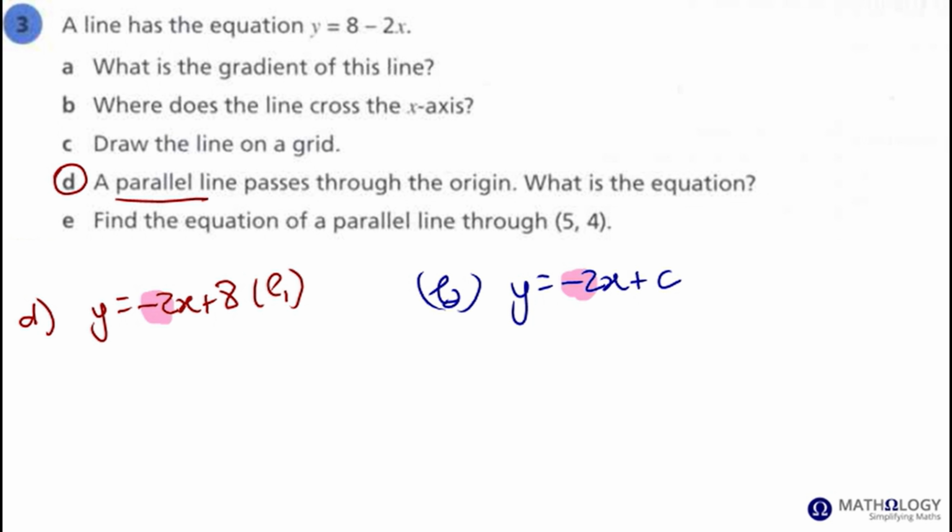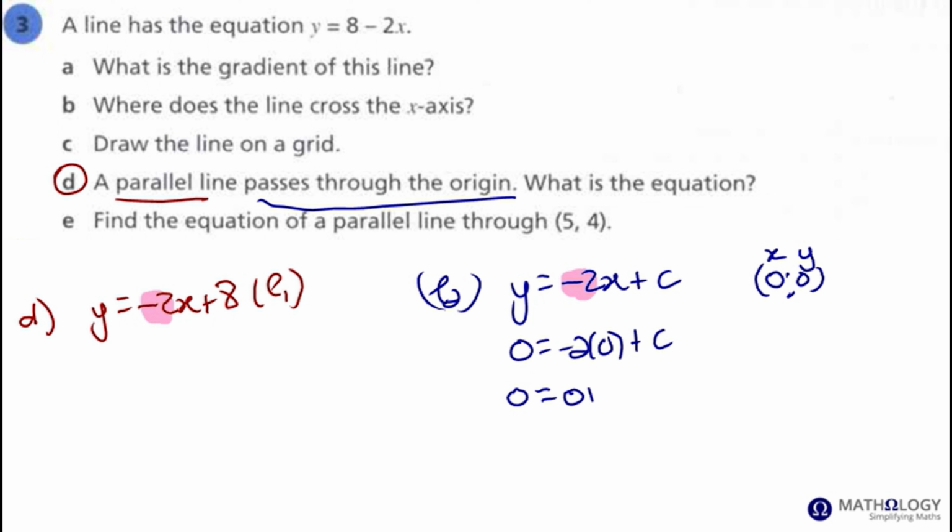Now, this parallel line, the second line, passes through the origin. That means it goes through the point (0, 0), so the x-coordinate is 0 and the y-coordinate is 0. So 0 equals minus 2 times 0 plus c. 0 equals 0 plus c, so c is 0. So the second line is y equals minus 2x.